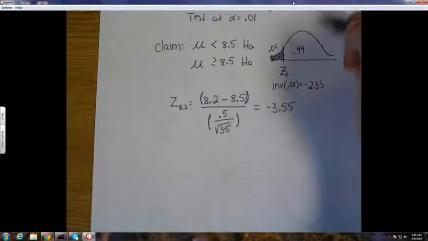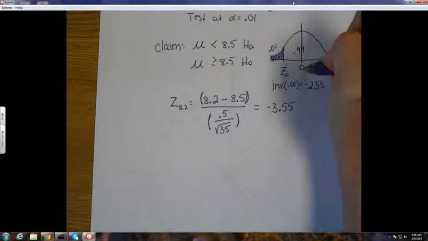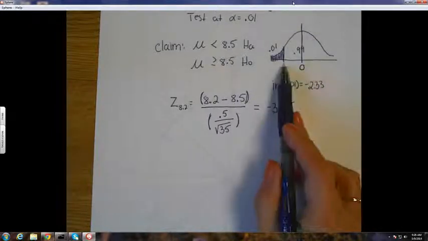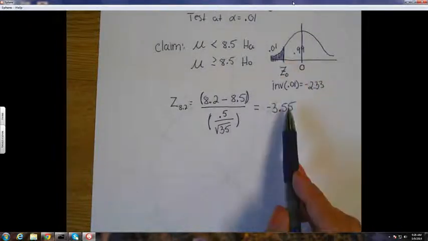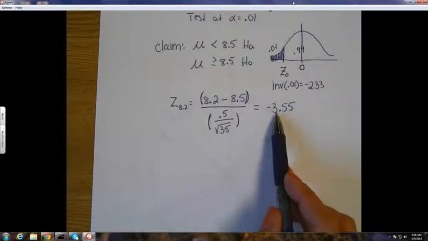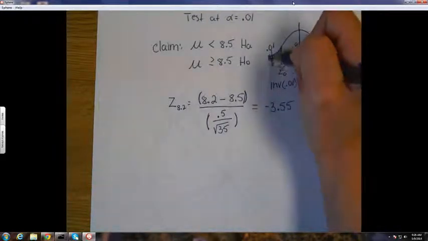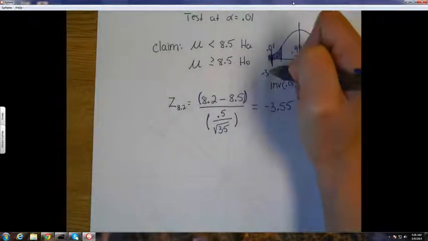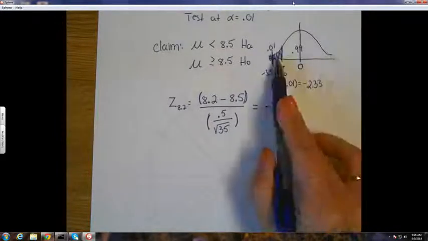Remember, this is a number line. The left. Where the 0 is in the middle. This was at negative 2.33. Where is negative 3.55 at? It's in the shaded part. Do you agree with that? That this is negative 3.55? Which region is that shaded part? What do we call that?